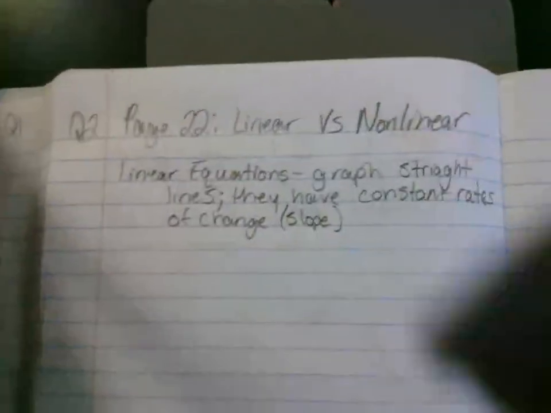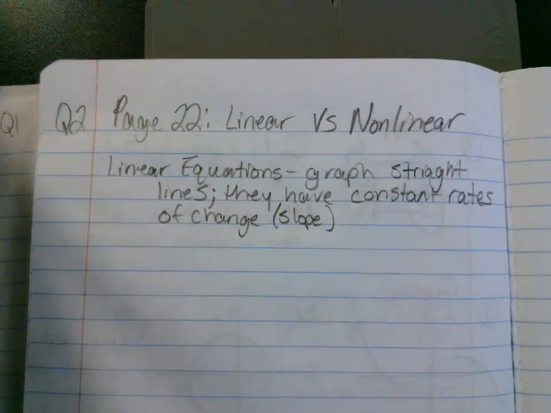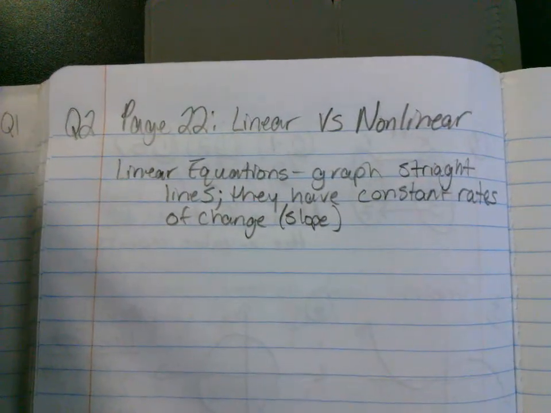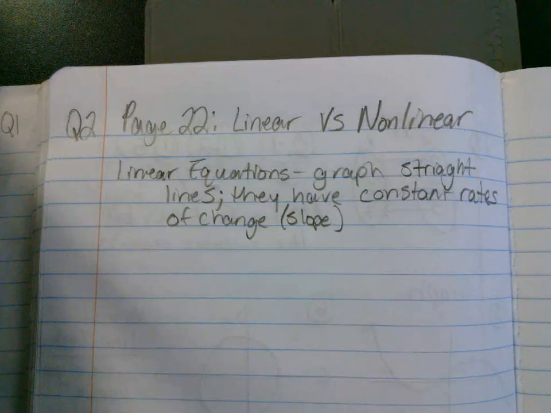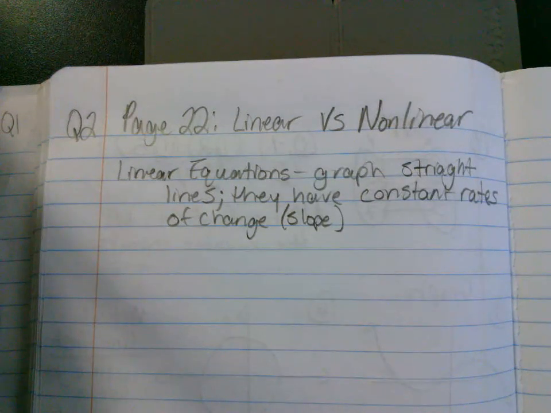Is that good? And pause, give you a chance to write. Linear equations are equations that graph straight lines. They have constant rates of change. They graph straight lines.